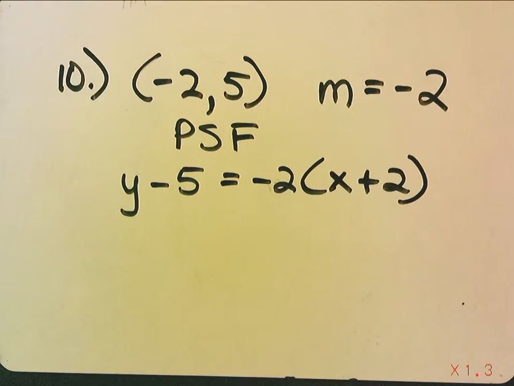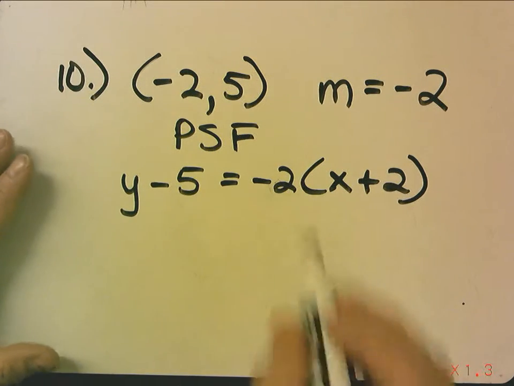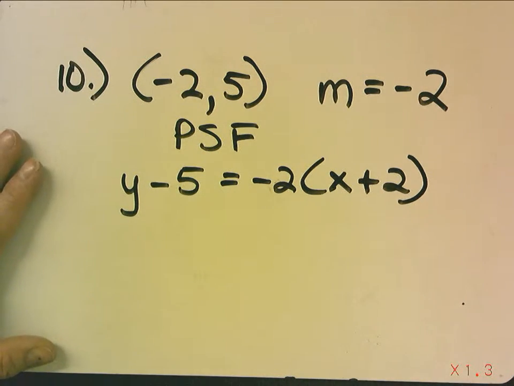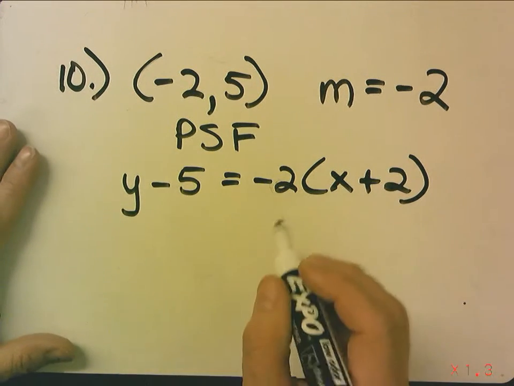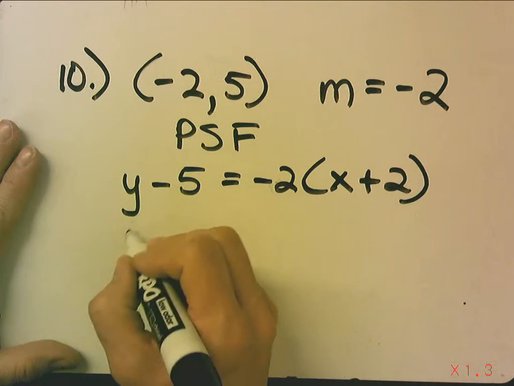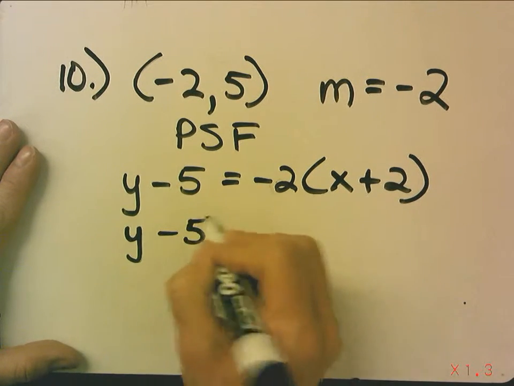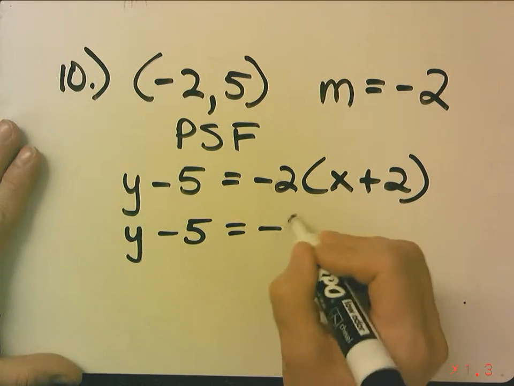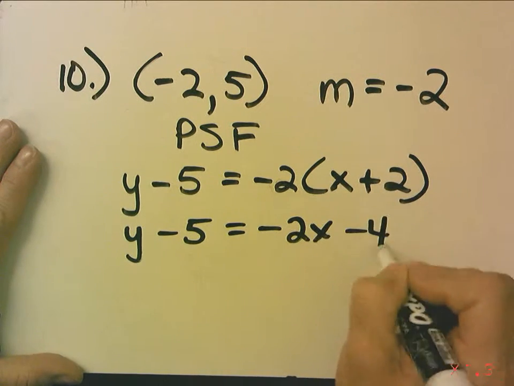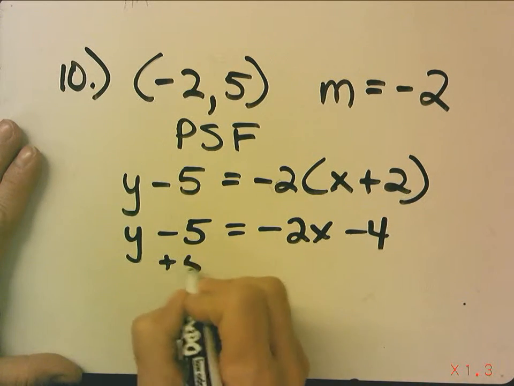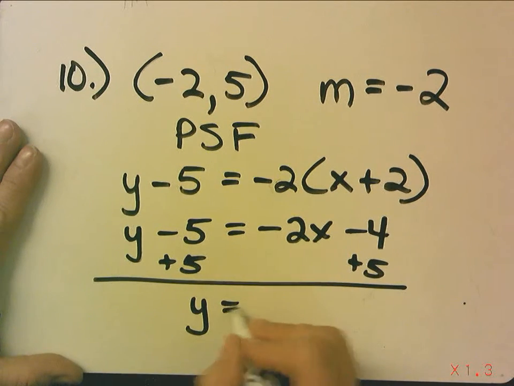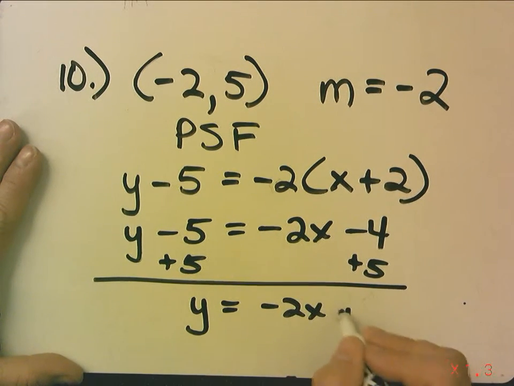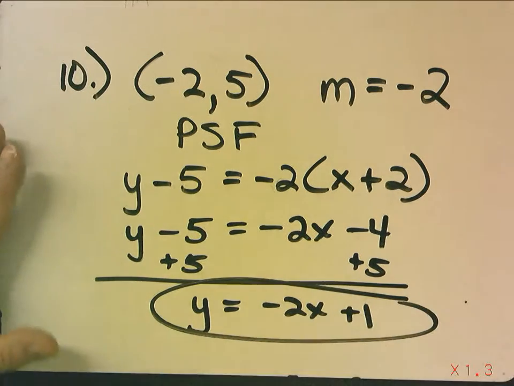So I'm first going to put this into point slope form, which we're all experts with now. And now I'm going to change this into slope-intercept form. I'm just going to solve for y. We've been solving for y since chapter 4. So y minus 5, first I distribute, equals negative 2x minus 4. Now to get y by itself, I add 5 to both sides. So y equals negative 2x plus 1, and that's the answer.